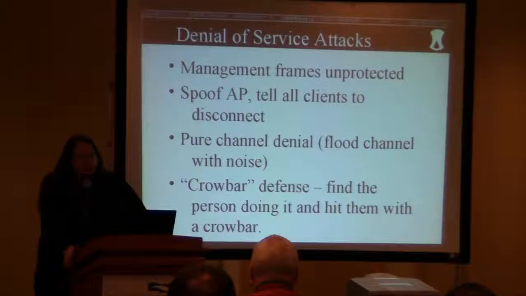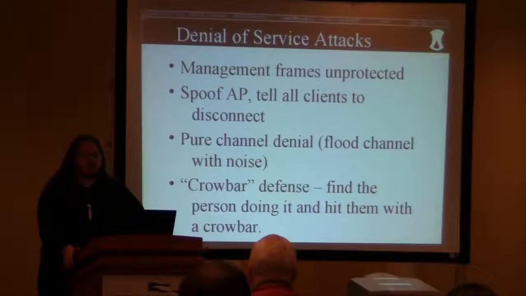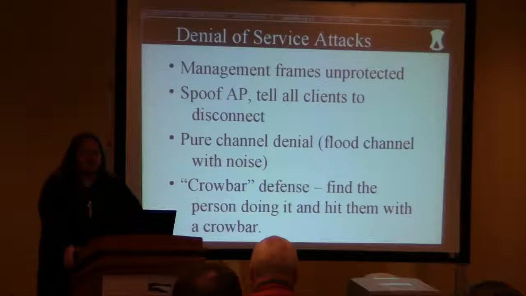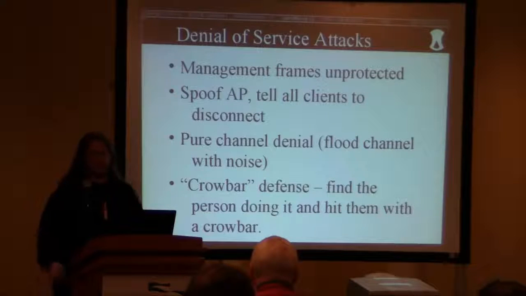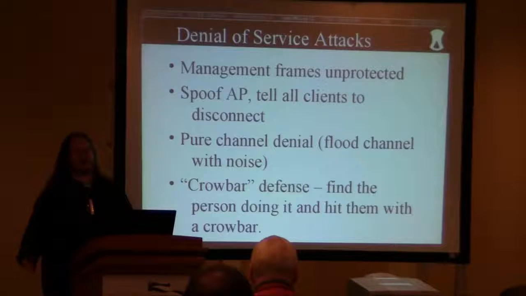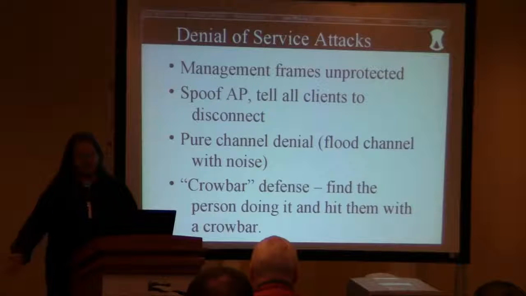So when you have a strong AP, you still have some denial of service attacks. Management frames are unprotected. Spoof the AP, tell the clients go away, or just flood the channel with garbage and everything falls down. Really, the only defense against that is a crowbar. You take a crowbar, you find the people doing it, you hit them with the crowbar, and your network starts working again. This is how we do it at conferences usually. But denial of service isn't that interesting. They don't get data from you. They just mess with you, and then you hit them with a crowbar.